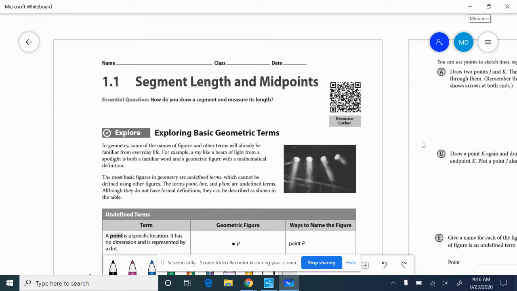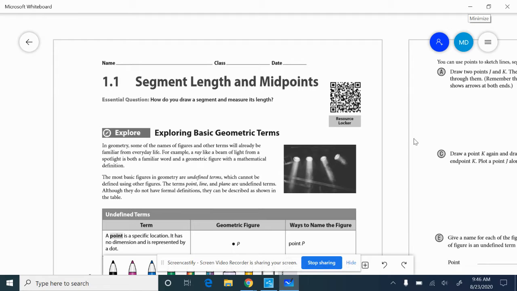Hi, so today we are going to cover lesson 1.1, segment length and midpoints. Your essential question: how do you draw a segment and measure its length? We're going to explore some basic geometric terms.